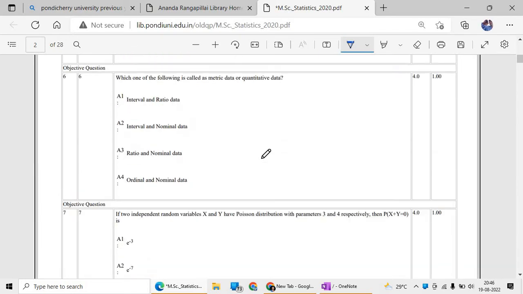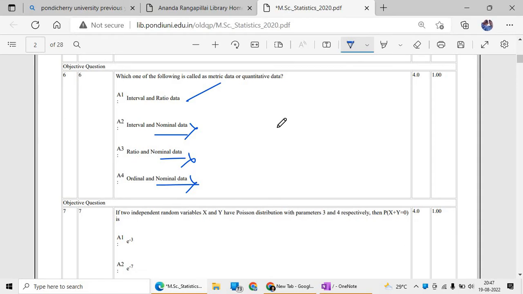So similarly, which of the following is called metric data or quantitative data? Quantitative means numerical data. So if you observe the options, here nominal is there, here nominal is there, here nominal is there. So those options are automatically discarded. So only interval and ratio data will be the answer.